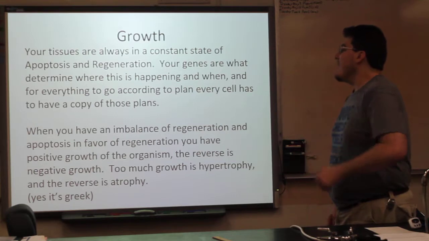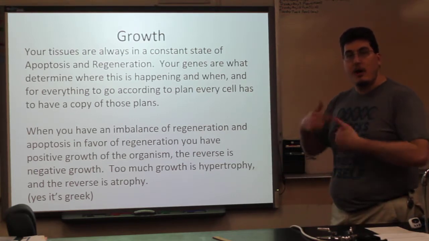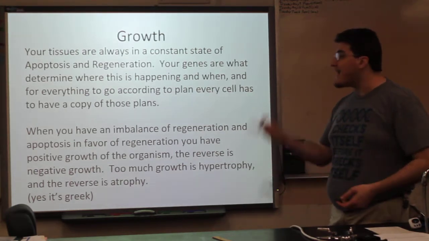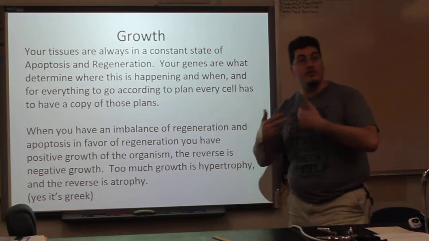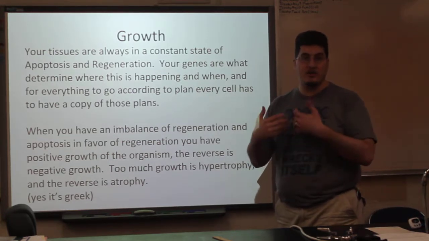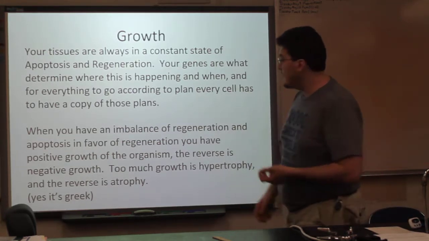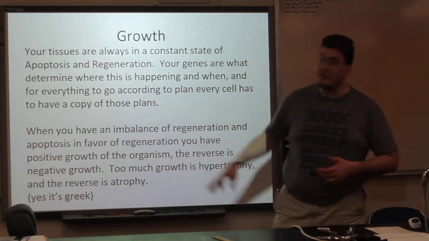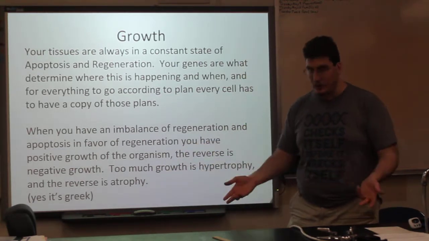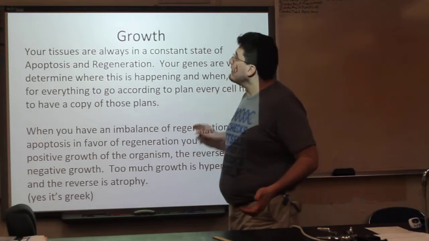All right. And the reverse of this, where you have too much net negative growth, that's atrophy, where you are losing more cells to the point where function is impaired. Now, all of this hypertrophy and atrophy, as per usual, is Greek, because it's always Greek.